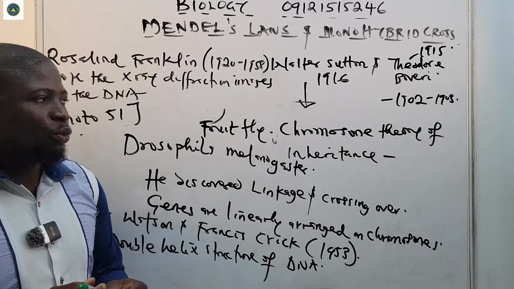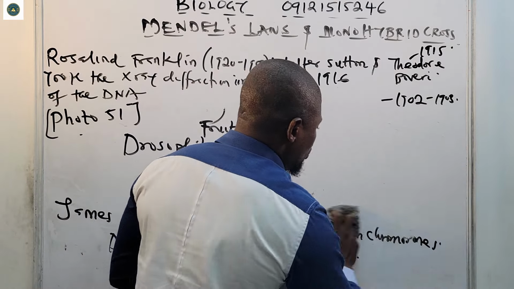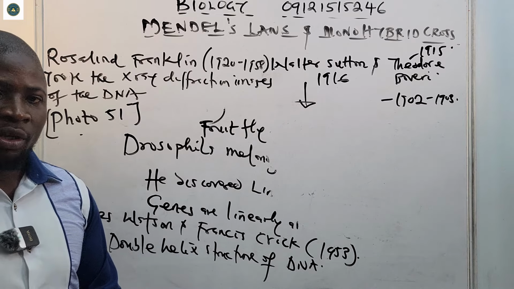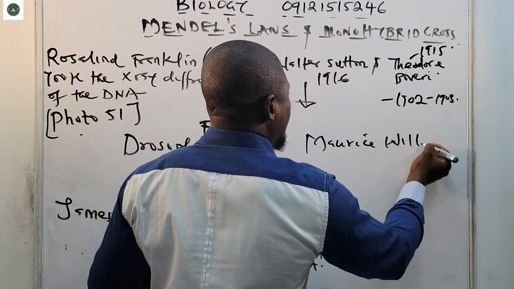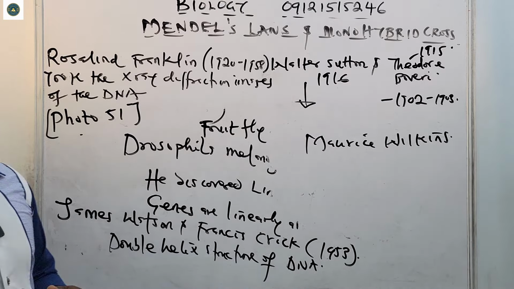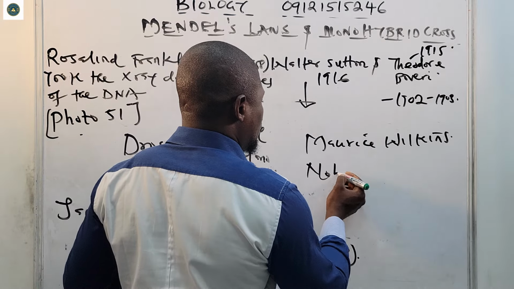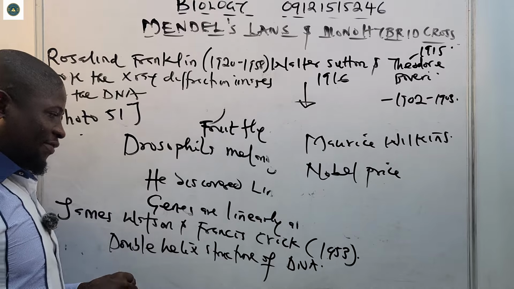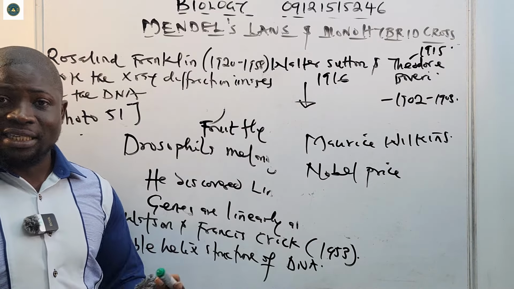They also have Maurice Wilkins. Maurice Wilkins joined James Watson and Francis Crick to develop the DNA model. He worked with them. He shared the Nobel Prize with James Watson and Francis Crick because he helped them in developing the DNA model also.